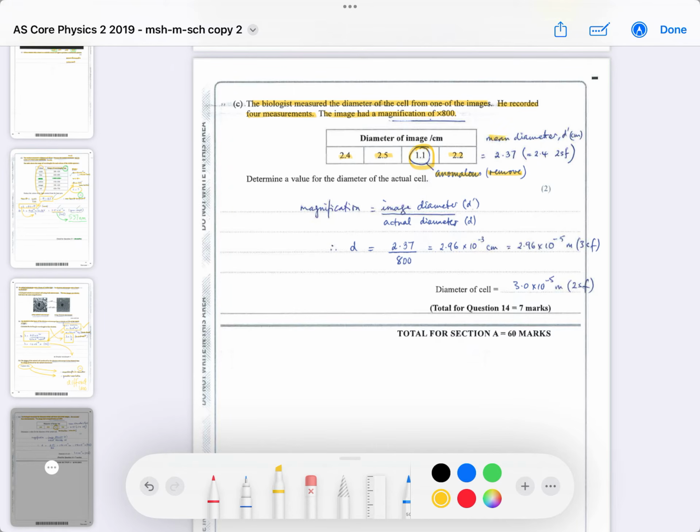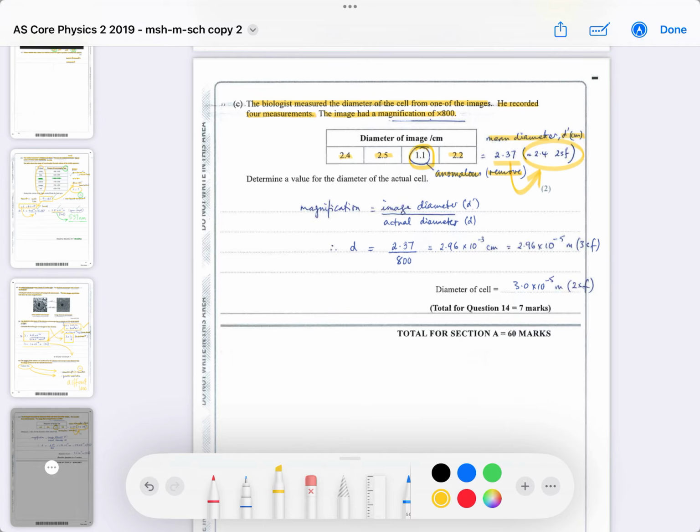And then you should work out the mean of the other 3, and really you should give it to 2 significant figures to be consistent with that. The actual average is 2.37 if you want to be more accurate in your initial calculation, but then you should round it up if they're asking you to make that your final answer.